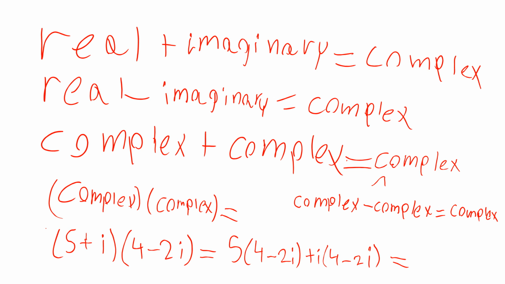That's our expansion. And once again, we're going to multiply 5 times 4 is 20. I'm going to write it up here, 20. And then 5 times negative 2i, that's negative 10i. And then plus i multiplied by 4 is 4i, and then i times negative 2i, that's going to give us a negative 2i squared.